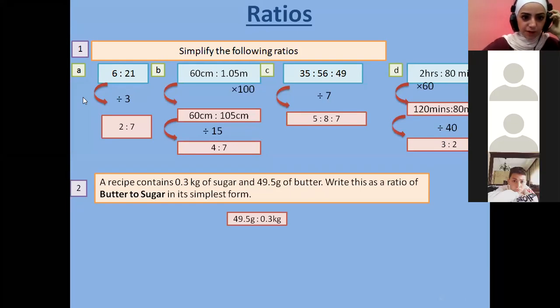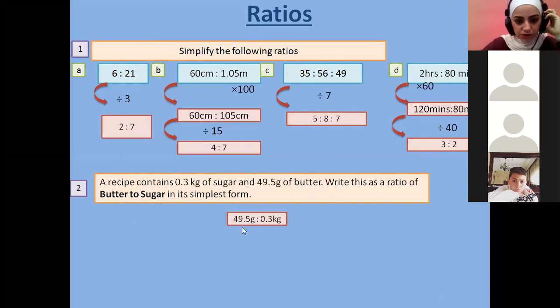Yes, Muhannad. Question 2 says that a recipe contains 0.3 kilograms of sugar and 49.5 grams of butter. See, we have decimals here, okay? The first one is kilograms of sugar and grams of butter. Write this as a ratio of butter to sugar in its simplest form.